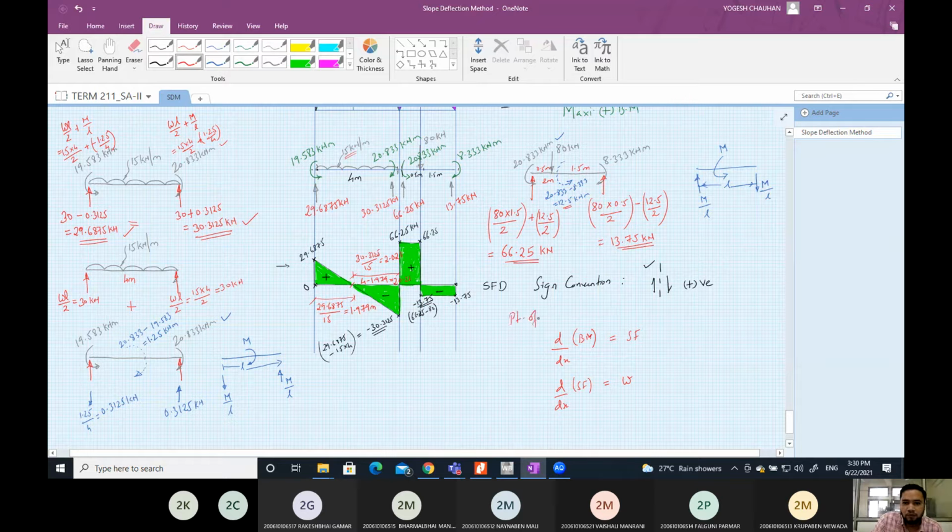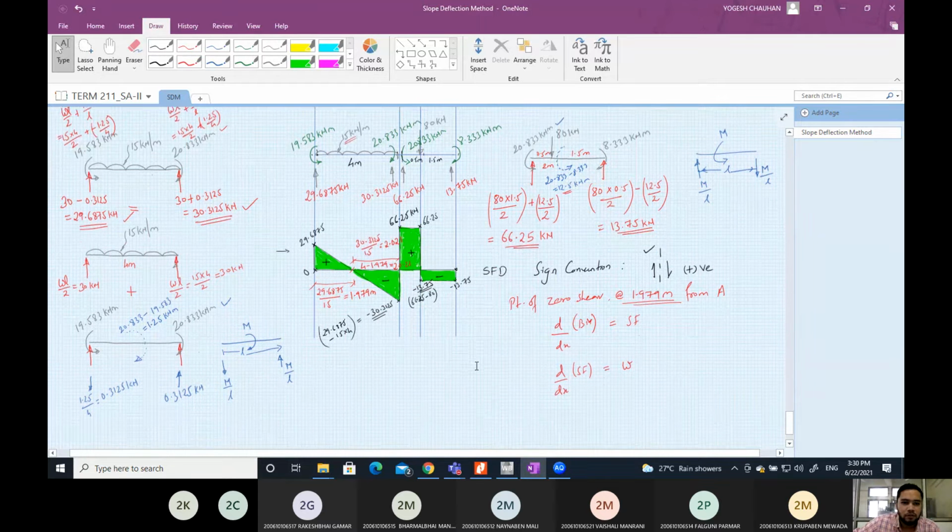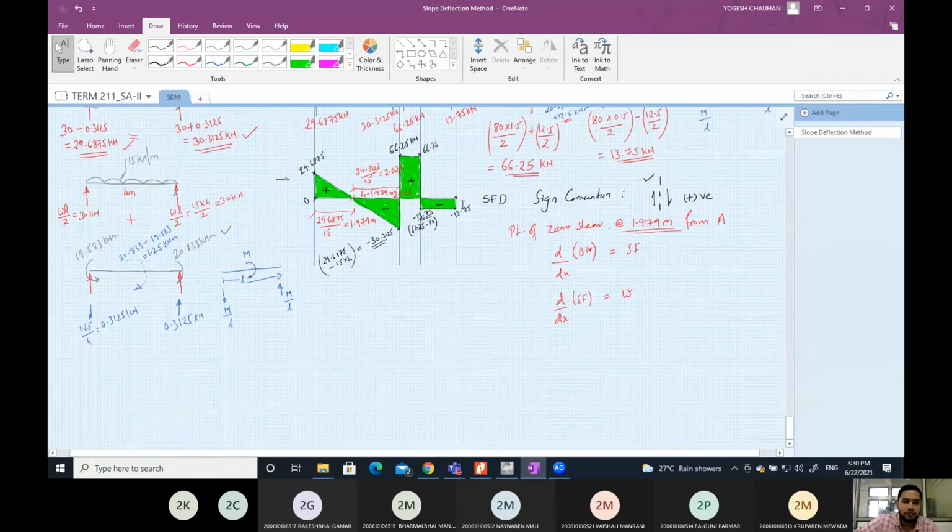So the point of zero shear is at a distance of 1.979 meter from A. Okay, so this is your shear force diagram. Now you can draw the bending moment diagram also. To draw the bending moment diagram from the shear force diagram, there is a simple trick that I will tell you now.